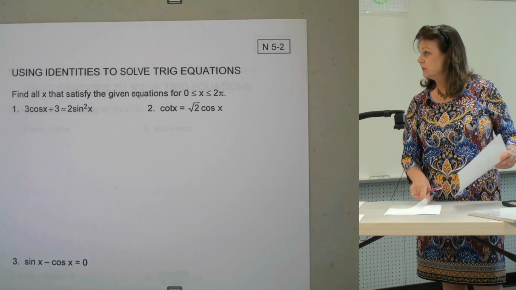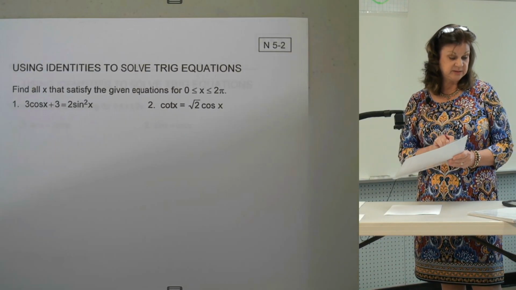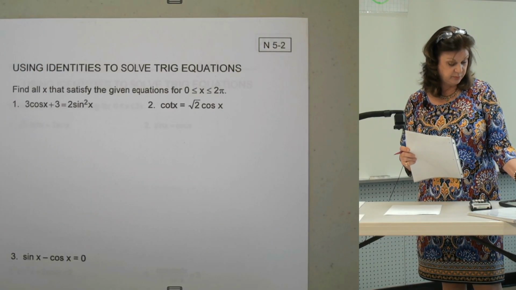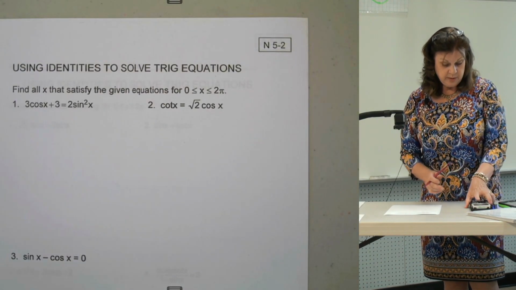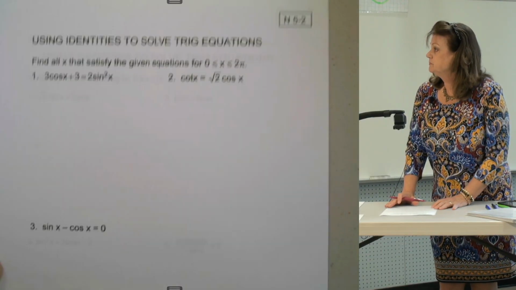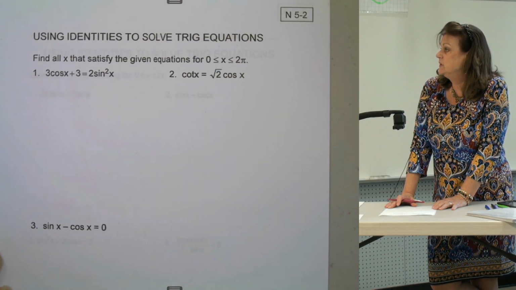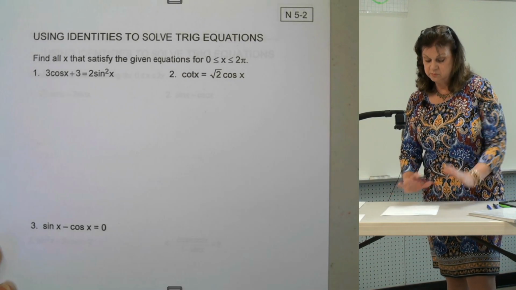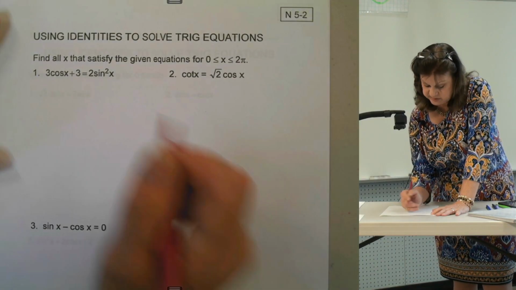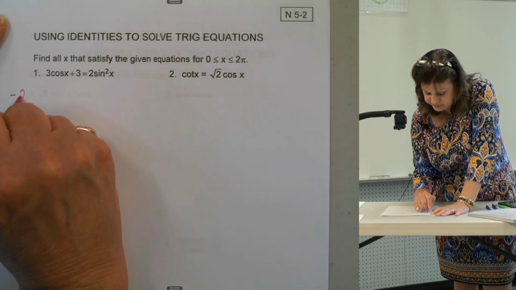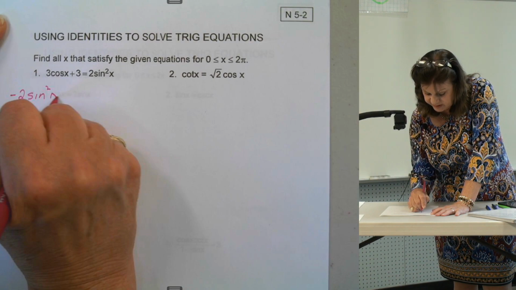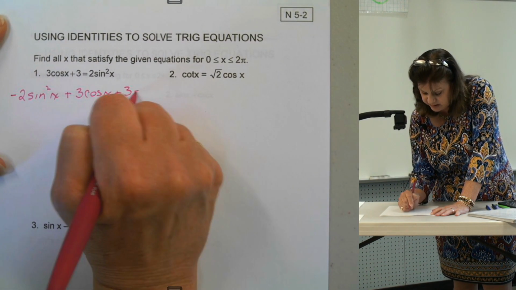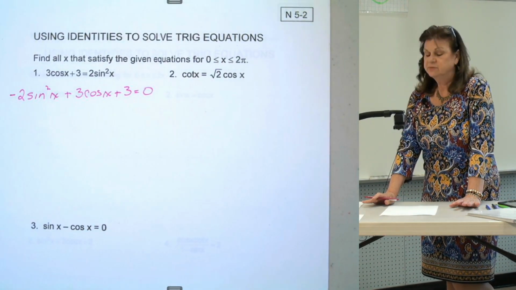Nothing's really changing here. Now we're using identities to solve the equations, but we still have to factor, and that's an important part of this concept. So here we go. Problem number 1: 3 cosine plus 3 equals 2 sine squared x. All right, so we're solving an equation, so let's move the sine squared x to the other side. So I have negative 2 sine squared x plus 3 cosine x plus 3 equals 0. I'm just putting them in descending order.